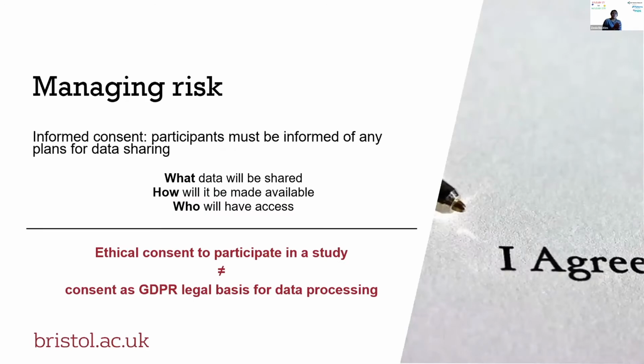Okay, so how do we go about managing the risk to participants so that we can make data available in a safe way? So first, the first and foremost thing I think that's most important is informed consent. So this is making sure that your research participants are informed of any plans that you have for data sharing. So what data is going to be shared, what elements of it, how it's going to be made available, and who will have access to it.